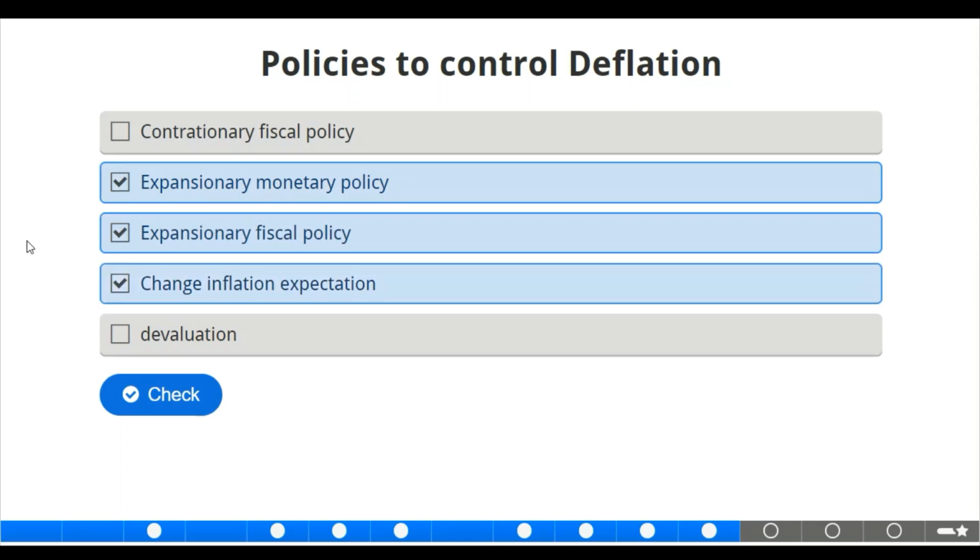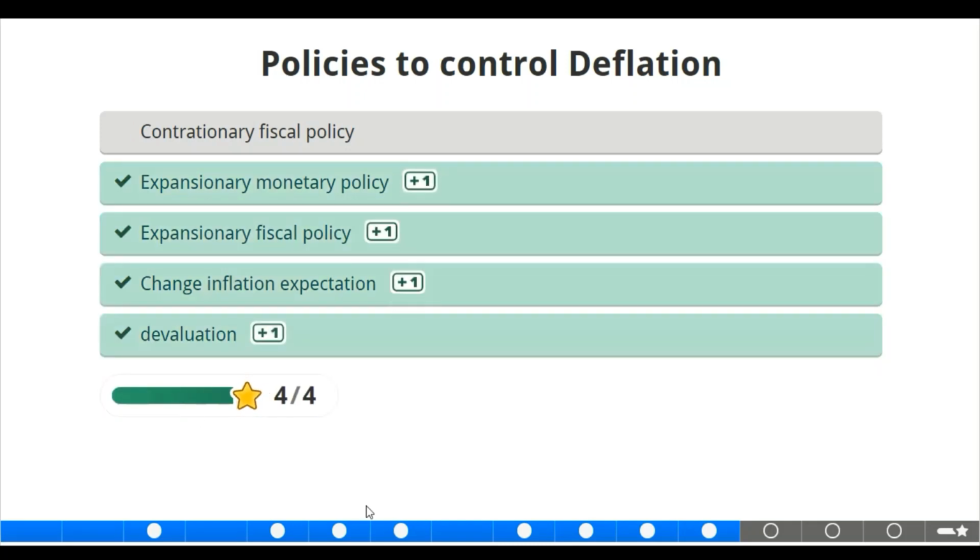We also have change in inflation expectation. Of course, when deflation is expected, businesses won't increase wages and consumers won't pay higher prices. Now we also have devaluation. Of course, devaluing a currency through selling domestic currency or increasing the money supply will also cause export prices to fall. Now let us check here if we got it right.